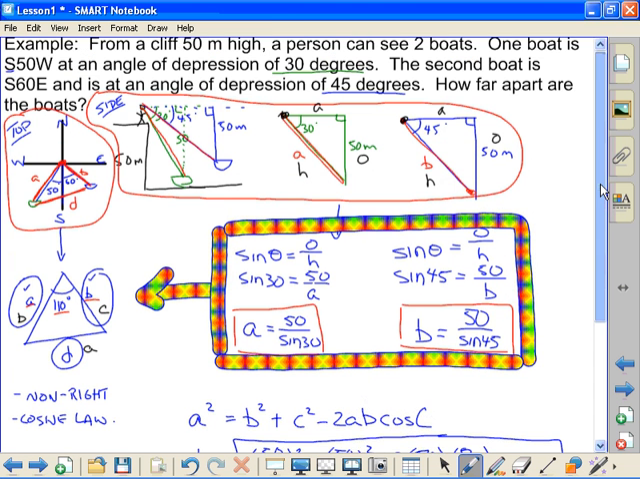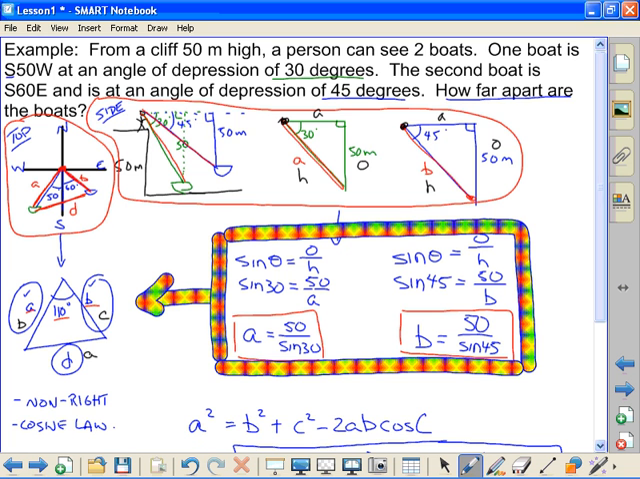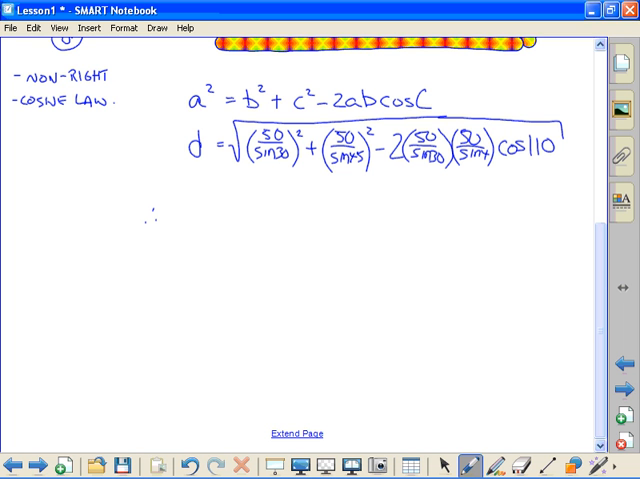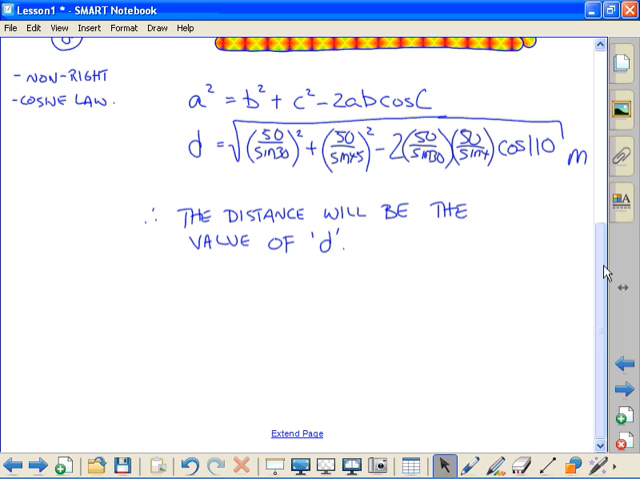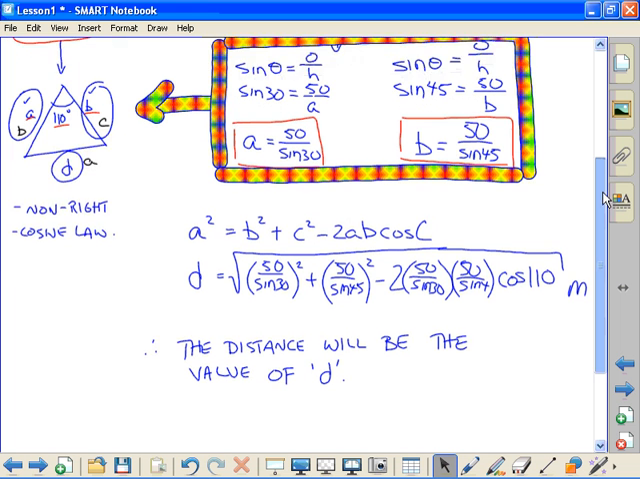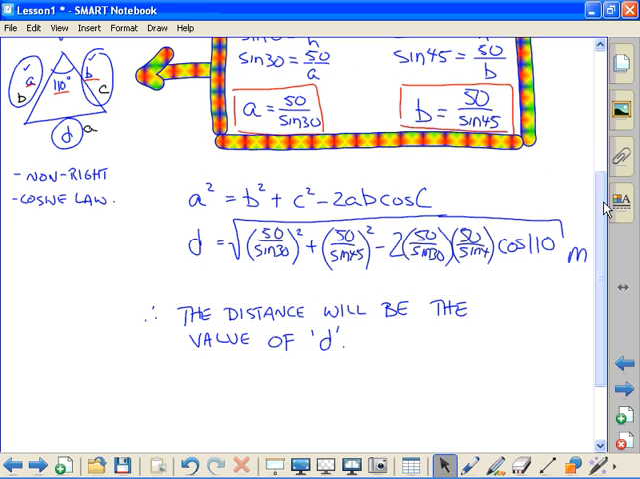So looking back at the question, it only wants to know how far apart are the boats. So I only want to know the distance for the unknown value. So therefore, the distance will be the value of D. And that's going to be in meters up here. So you can see, I don't have a calculator. You're not allowed to use the calculator in here because I'm just following the thought process. So that's all you need to do. You just substitute the values in as is, and everything's done. You don't have to wait to do any calculations.